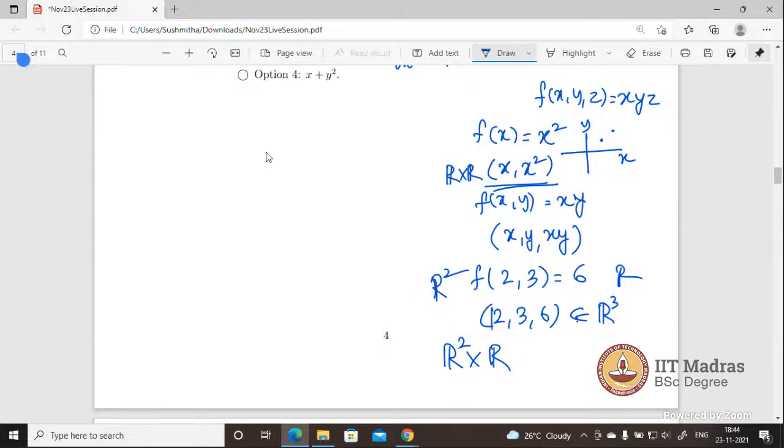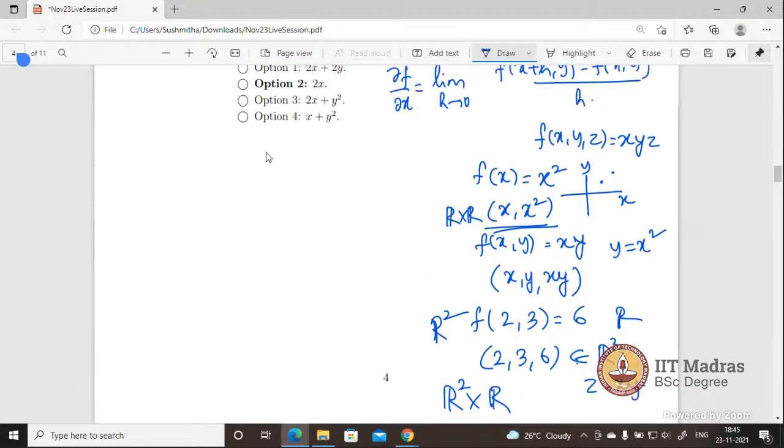So how will you plot it, ma'am? It will be in R3. The x coordinate will be 2, the y coordinate will be 3, and the z coordinate will be 6, because z is equal to the function xy, just like y is equal to x squared. Here it becomes z is equal to xy. Fine. So if I have f from R3 to R, then where will I plot?